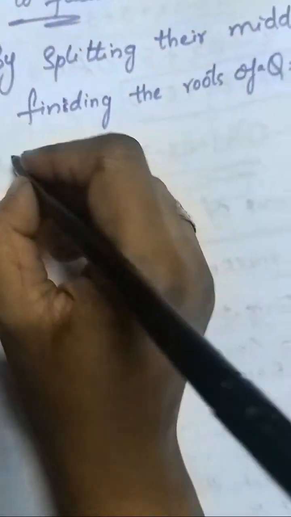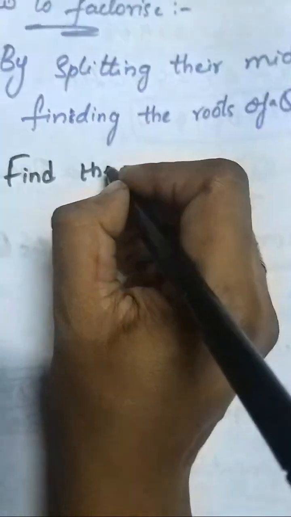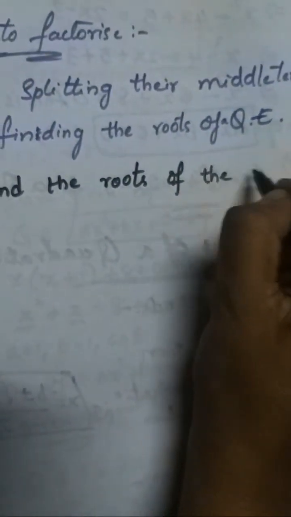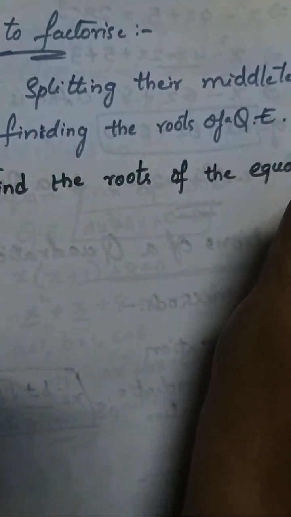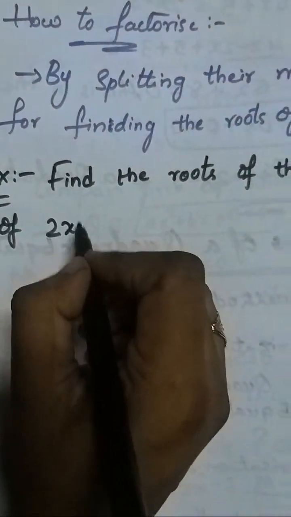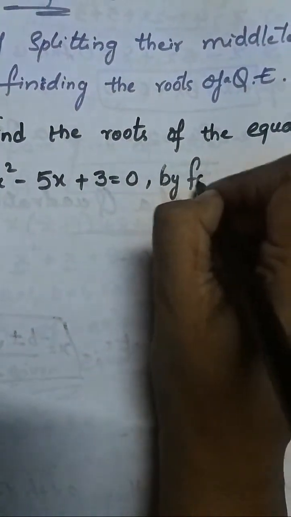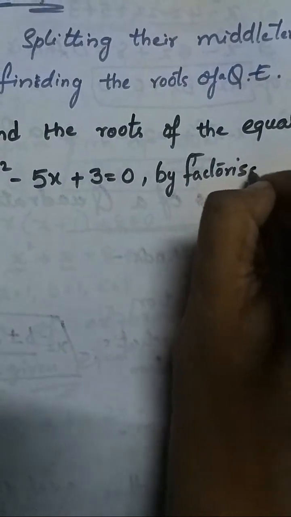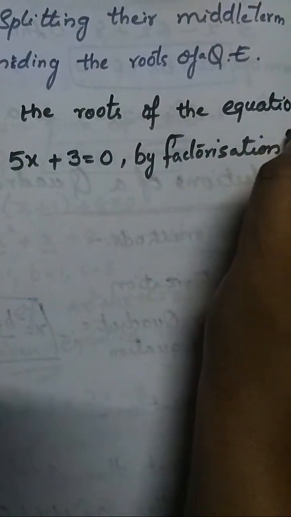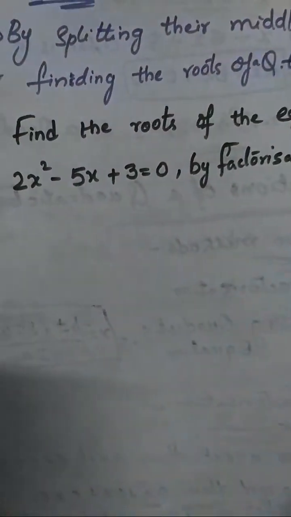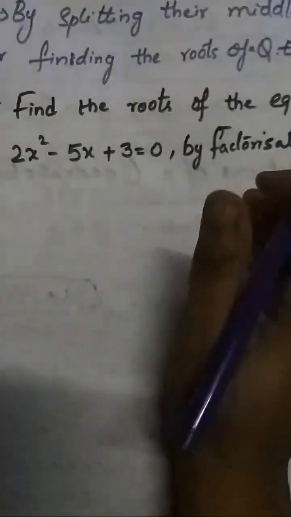Example, let us take, find the roots of the given equation 2x square minus 5x plus 3 equal to 0 by factorization method. If it is given factorization method, then we have to do by factorization. If not, we have to use the formula also. Second method I will upload in the next video, children. Please go through that video for the second method.